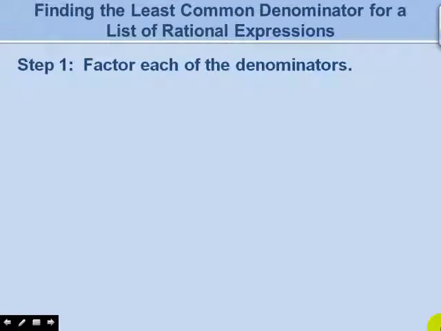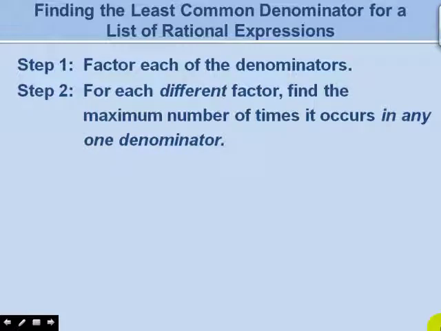The next thing we're going to talk about is finding the least common denominator for a list of rational expressions. This is something that we'll use in the next section when we're adding or subtracting rational expressions that don't have the same denominator. So our first step is going to be to factor each of the denominators. And then for each different factor that occurs, we'll find the maximum number of times it does occur in any one denominator.